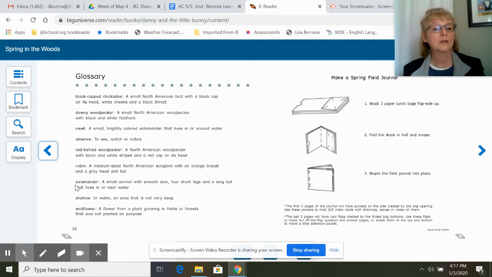The next word is salamander. It is a small animal with smooth skin, 4 short legs, and a long tail that lives in or near water.